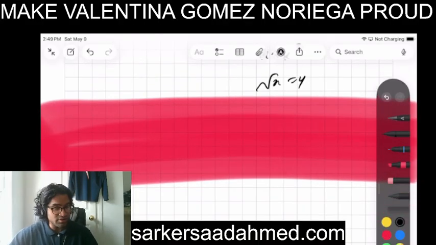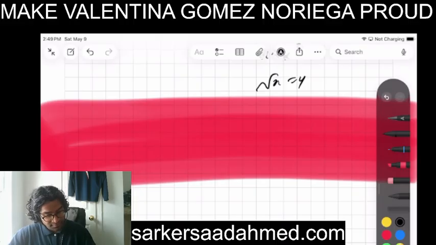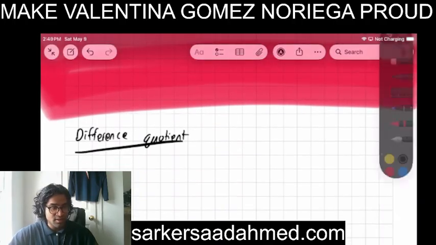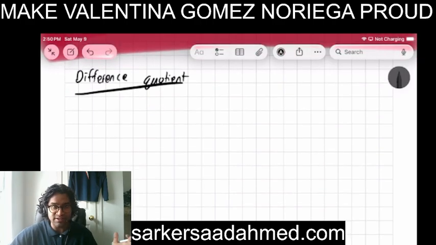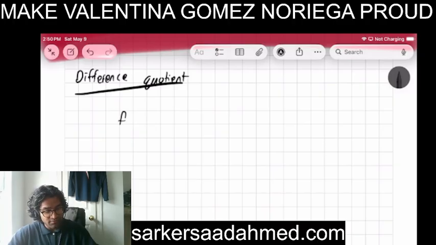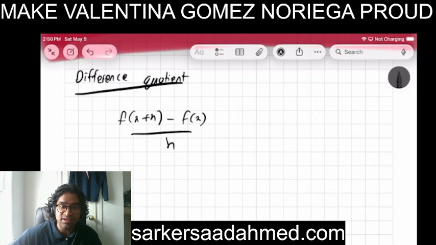Now we have the difference quotient. Very important. This is probably one of the core aspects. The foundation of the derivative is the difference quotient: solve f of x plus h minus f of x, divided by h. This is the average rate of change between the two points.